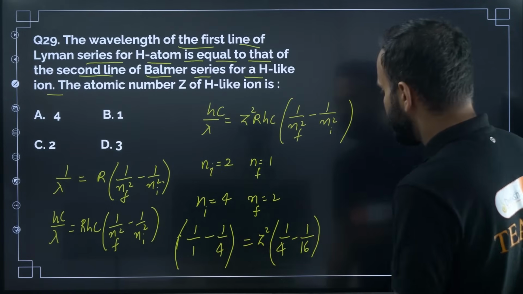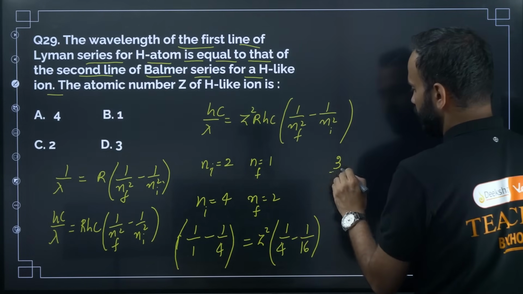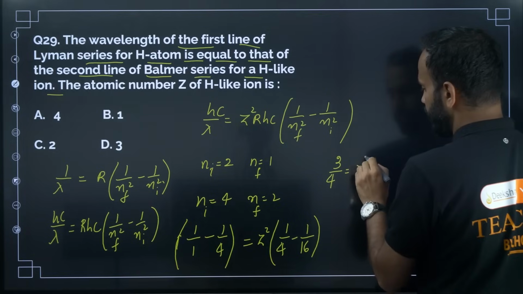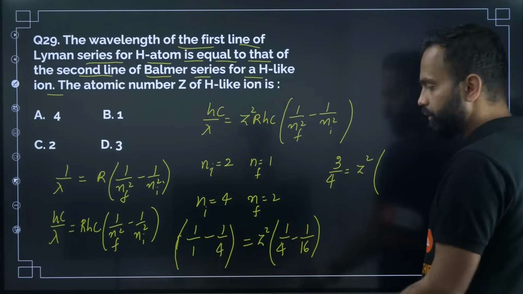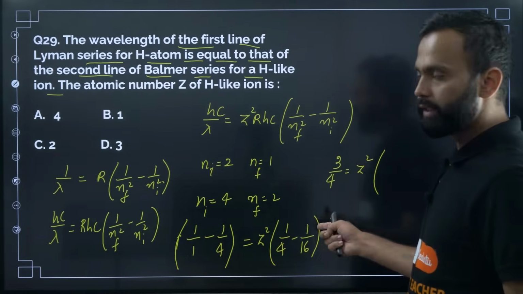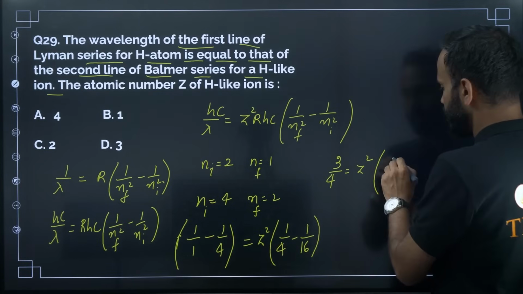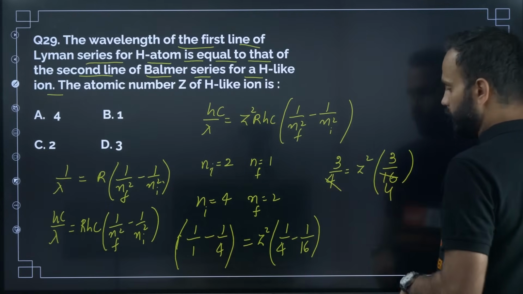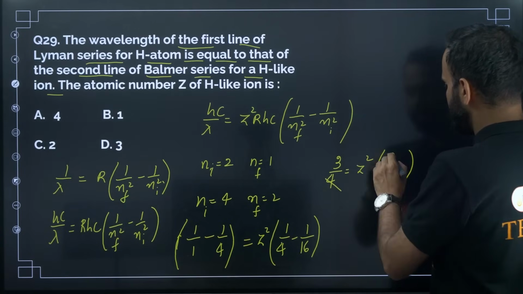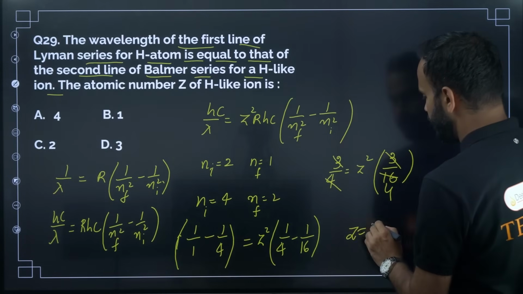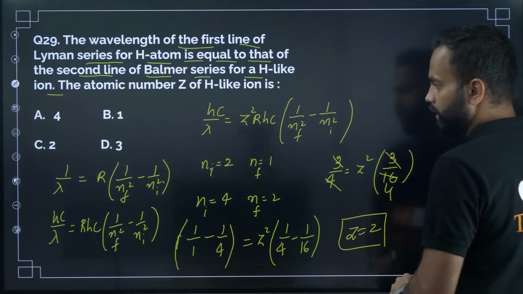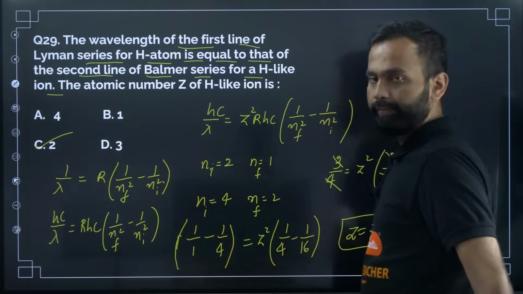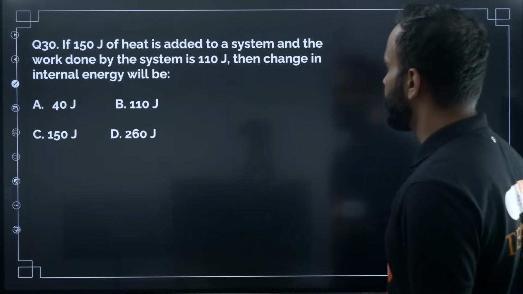So now this is 3 by 4, which is equal to Z square into, take 1 by 4 as common. So now 1 minus 1 by 4 is 3 by 4. So 3 by 4 into 1 by 4 is 3 by 16. So now 4 4s are 16, right? So 3 will get cancelled. So the value of Z equal to 2. So the correct option is C. Okay, next one, question number 30.